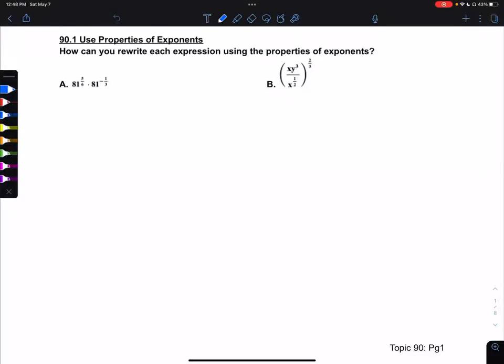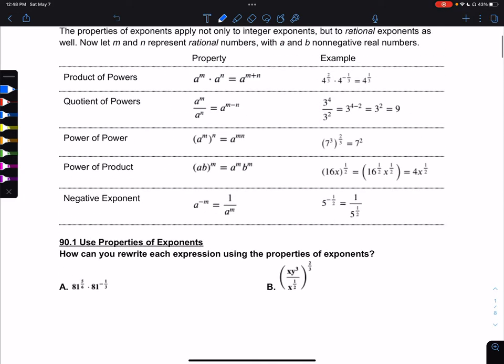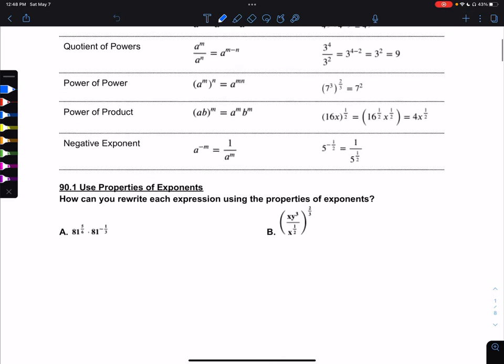Here we're going to look at topic 90, example 1, use properties of exponents. The question is, how can you rewrite each expression using the properties of exponents? And the properties are right above here. So we have our 5 properties: product of powers, quotient of powers, power of power, power of product, and negative exponent. So it's going to be important for this topic that you are familiar with these 5 properties, and you'll get some pretty good practice on how to apply them.